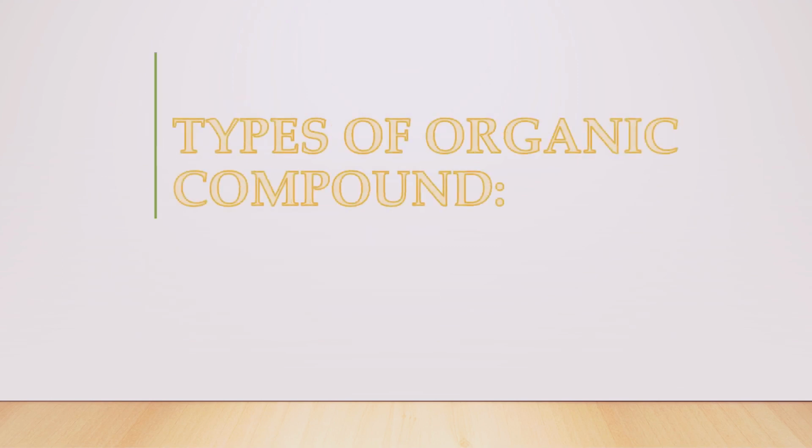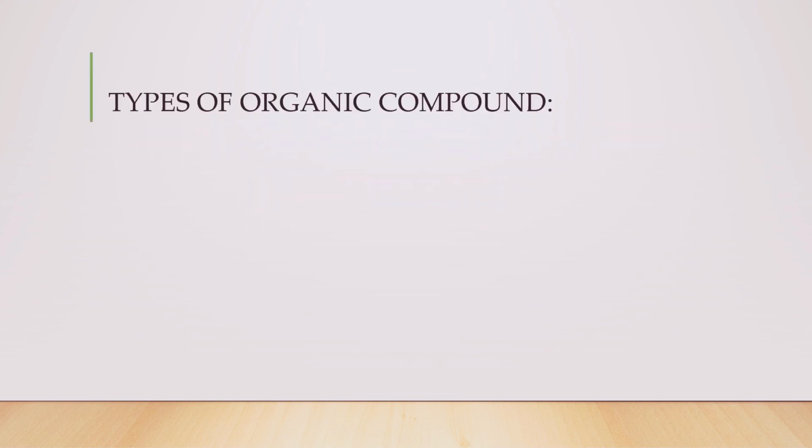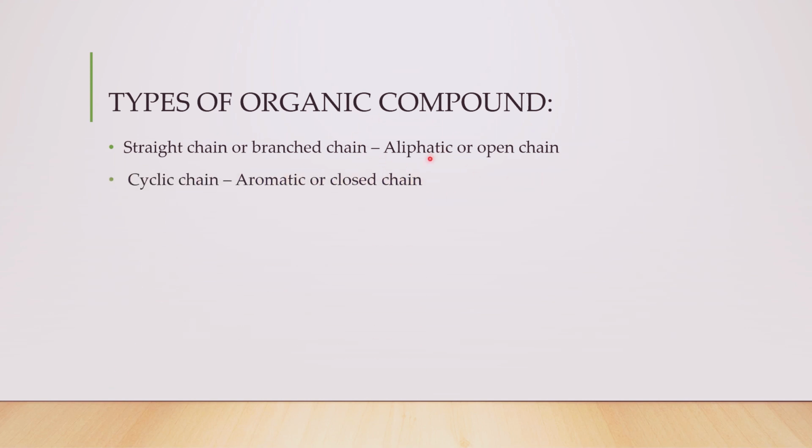And now we are going to see the types of organic compounds. Let us see the types. The first one is straight chain or branched chain. It is otherwise known as open chain or aliphatic compound. And the second one is cyclic. Cyclic is otherwise known as aromatic or closed chain.